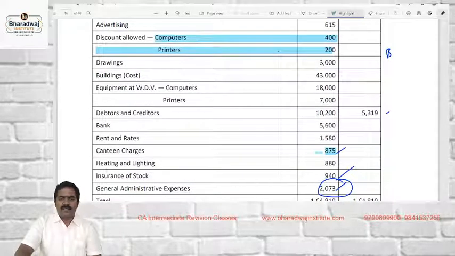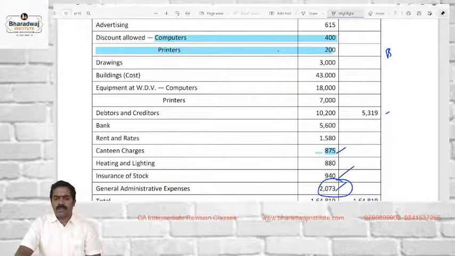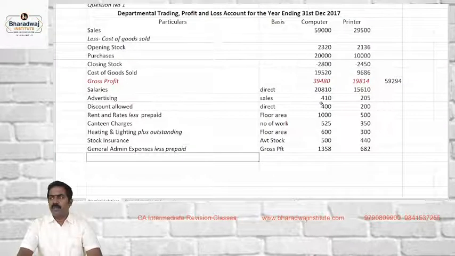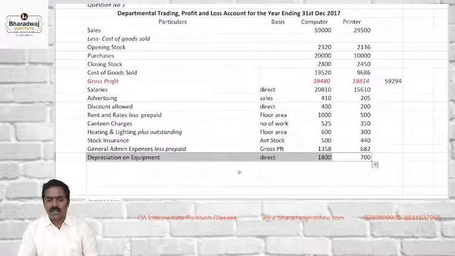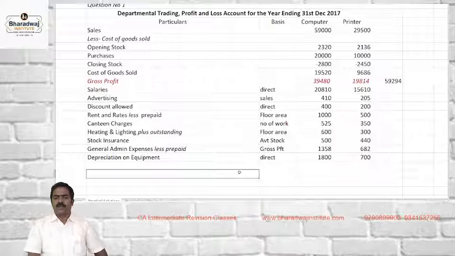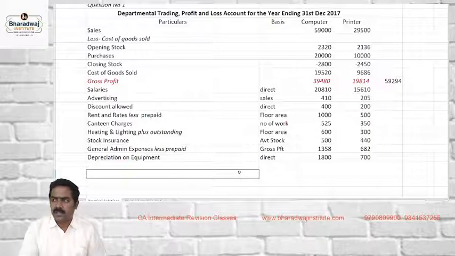So, this is direct. Computers, how much is given? 18,000 into 10%, 1,800. Printers, 7,000 into 10%, 700. WDV is given. That is directly given to us. 18,000 into 10%, 1,800. For printers, 7,000 into 10%, how much? 700.